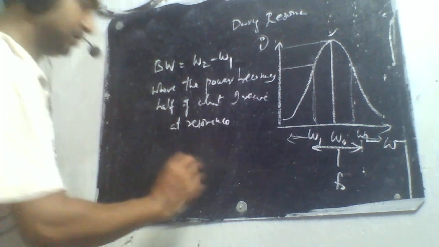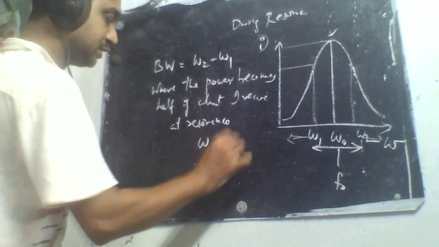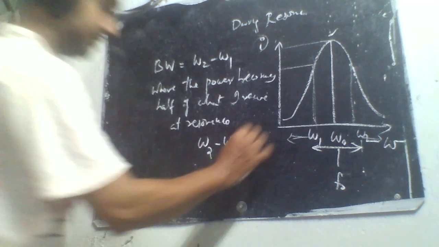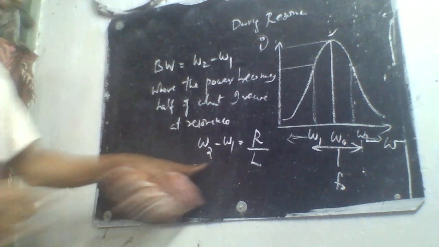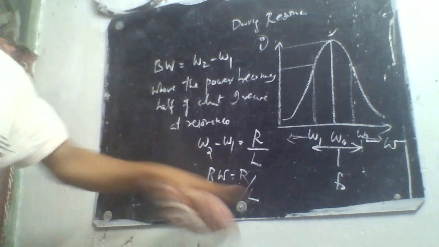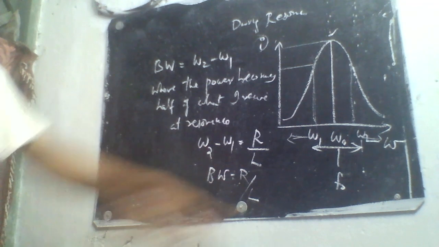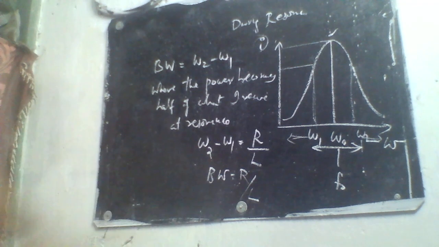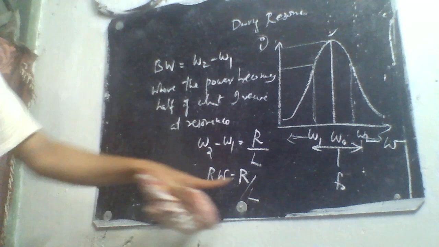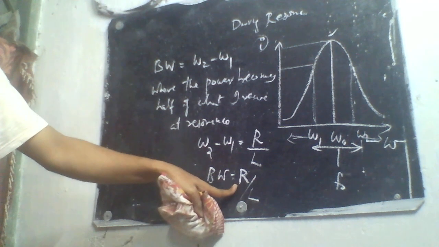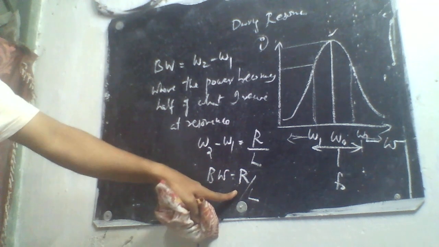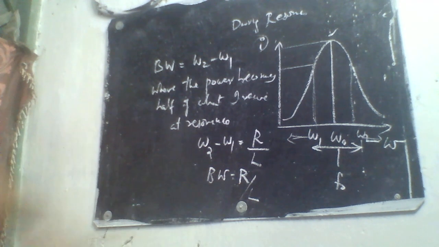Now when you derive omega 2 minus omega 1, you will get a relation that it will be equal to R by L. So bandwidth is equal to the resistance of the circuit divided by the inductance of the circuit. It means bandwidth depends upon the resistance. If the value of R is small, the bandwidth is small. If the value of R is more, the bandwidth will be more.